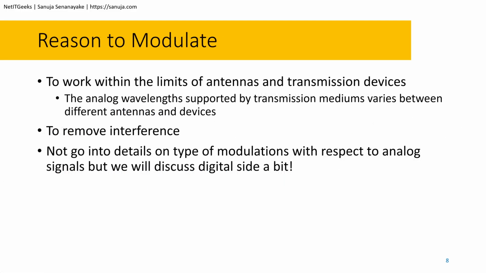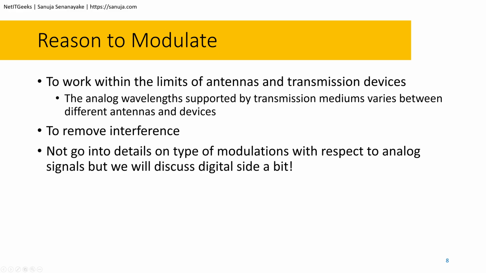So let's look at the reasons to modulate. To work within the limits of antennas and transmission devices is the primary reason we modulate, because transmission devices such as the fiber optic cables we use in structured cabling may not support all the wavelengths and all the digital frequencies that we can send. So we modulate so that we can work within those limits. The analog wavelength supported by transmission mediums varies between different antennas and devices. Therefore, we use modulation to make sure those antennas can support the data we try to transmit.